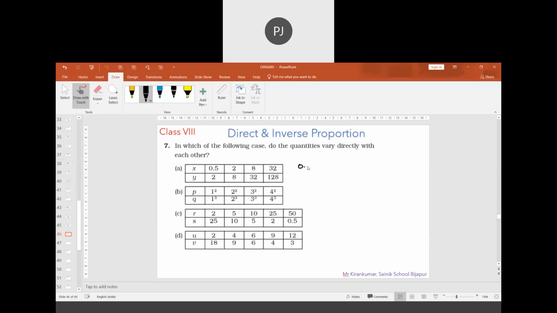Option number A: 0.5 by 2 equals 1 by 4. Simplify, it is 1 by 4. This particular thing also will become 1 by 4. 1 by 8, 4 by 4... this is also 1 by 4. So in option A we are getting directly proportional.